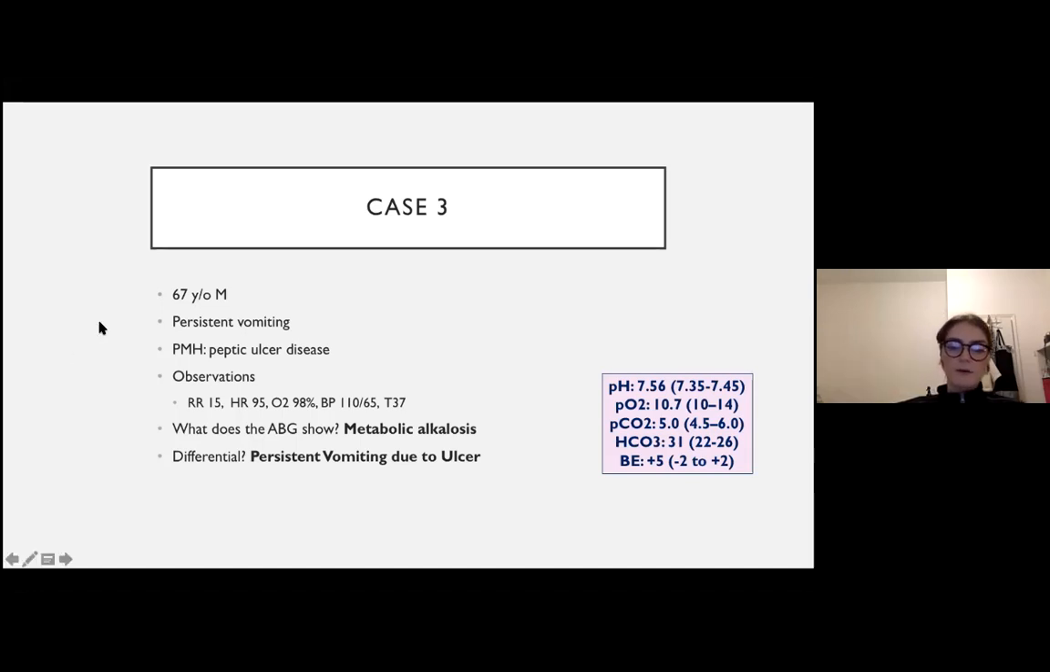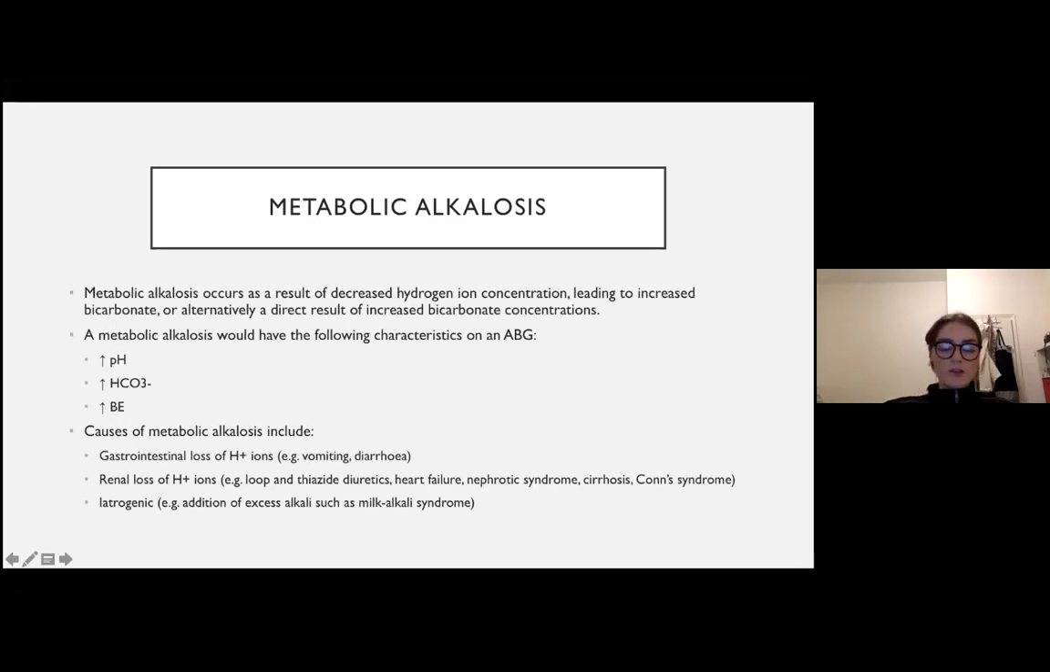I'm going to give you a little bit of information about metabolic alkalosis. So due to a decrease in the hydrogen ions, or due to an increase in the bicarb. So decrease in acid, increase in bicarb. And the causes, you have the following characteristics on an ABG. So increased pH, increased HCO3, bicarb, increased base excess. Causes: GI losses of hydrogen ions, renal losses of hydrogen ions, loads of different causes, or you can have it due to giving excess alkali. But yeah, they're just some causes to be aware of.